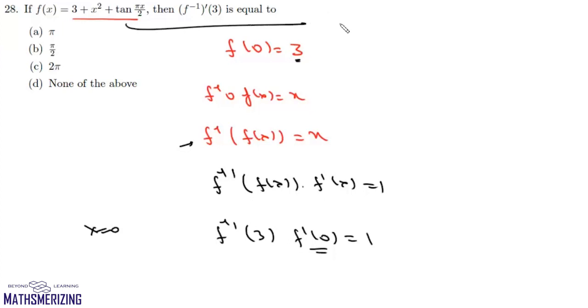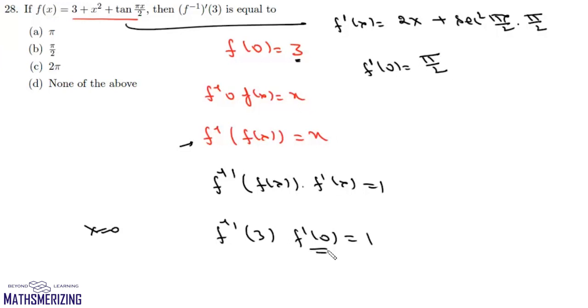So if we differentiate f(x), we'll get f dash x as 2x plus secant square pi x by 2 into pi by 2, and if we put x as 0, we'll get f dash 0 as simply pi by 2. So if we put f dash 0 as pi by 2, we'll get the derivative of f inverse at 3 as nothing but 2 upon pi, and that is none of these.